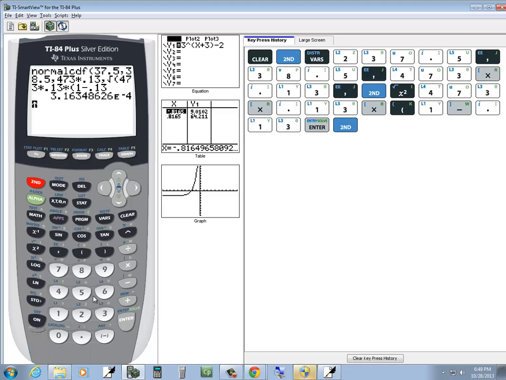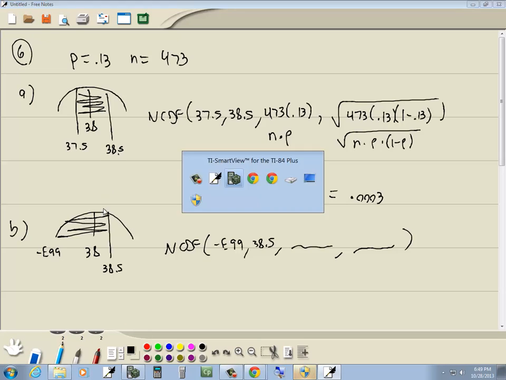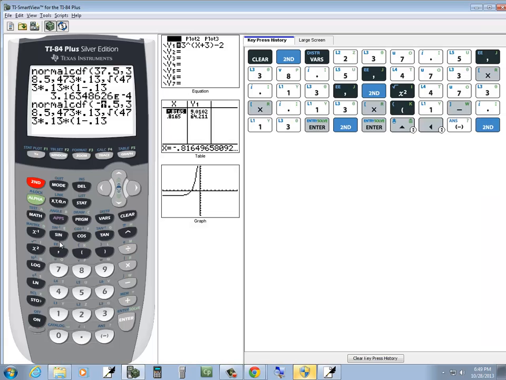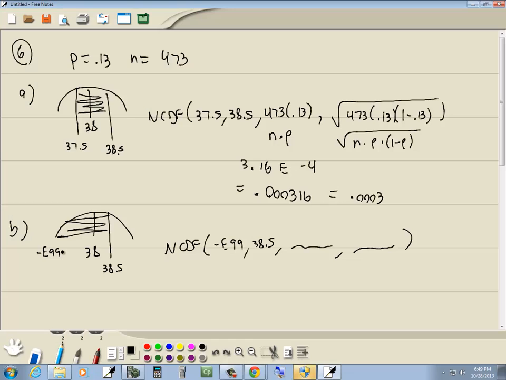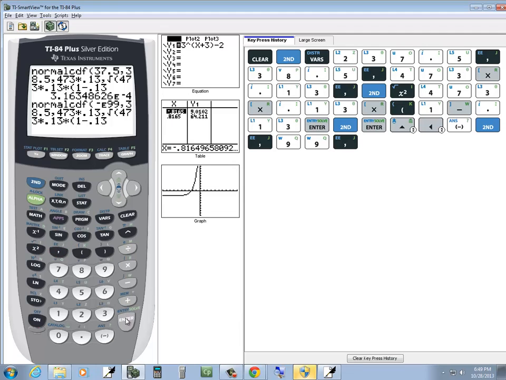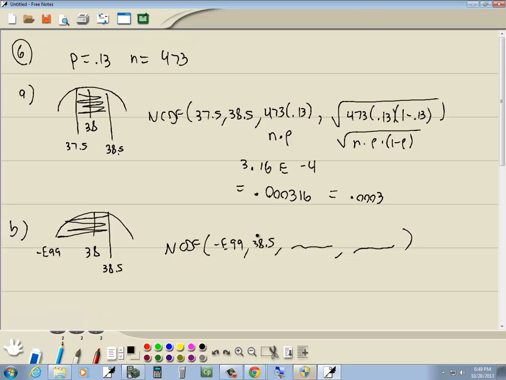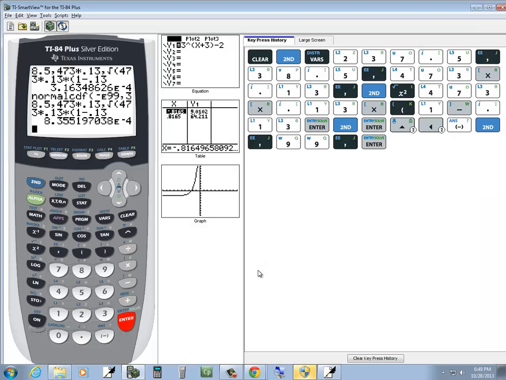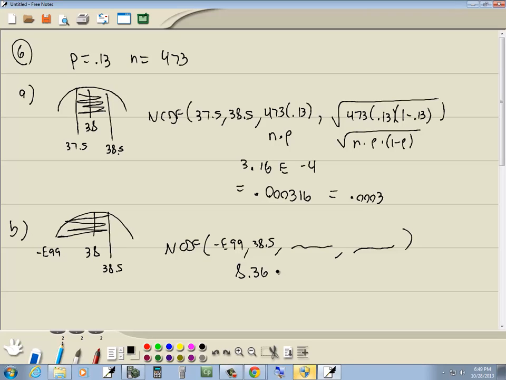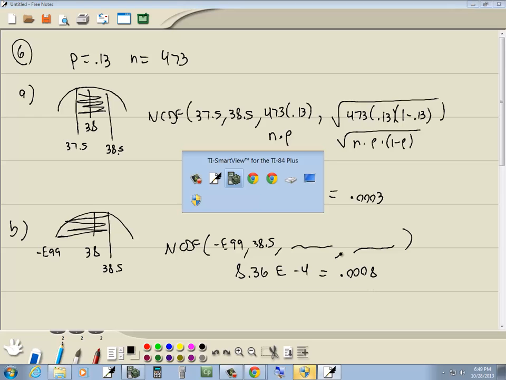So I'm going to do second enter, bring up previous entry. Change 37.5 to negative E99. So negative second comma 99 comma 38.5, which is what I already have. Press enter. And this would be 8.36 e to the negative 4. So we move our decimal place 4 places left. That'd be 0.0008 is our answer.